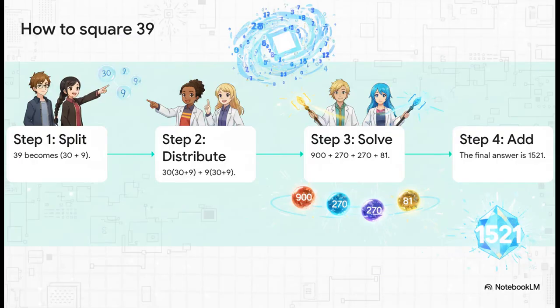So let's try it with 39. First step, split it. It becomes 30 and 9. Easy enough. Then you distribute. You take the 30 and multiply it by the whole thing. And then you take the 9 and multiply it by the whole thing. That gives us 4 much simpler multiplication problems to solve. Once you add those all up, you get 1521. See? It's a really clean method that lets you avoid those huge, messy calculations.